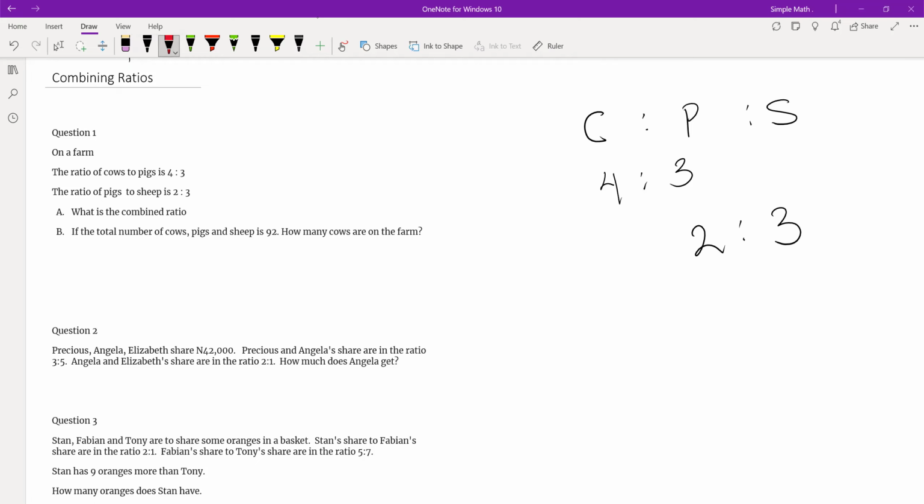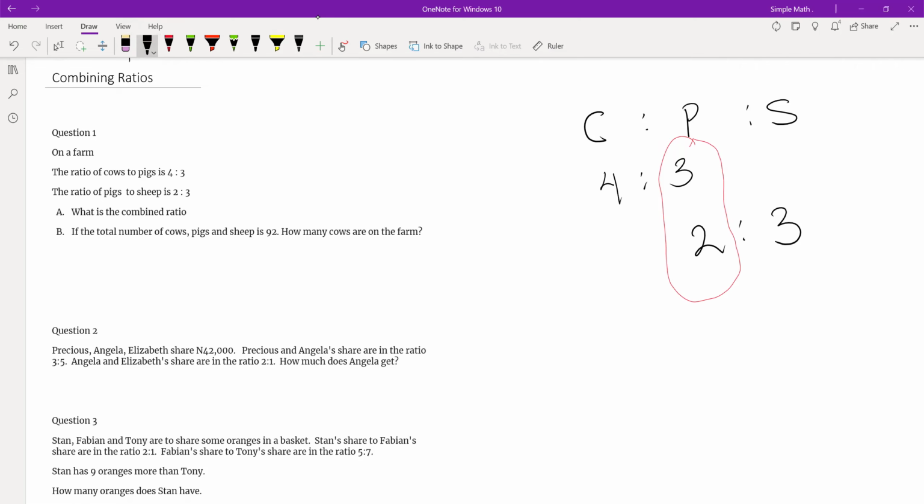So we can see that in both cases we have the ratio of pigs. But we have a problem. They are not the same, the numbers are not equal. In order for us to get the combined ratio, we need these two numbers to be equal. So how can we make these two numbers equal? Multiply them with each other. That's the fastest, easiest thing you can do.